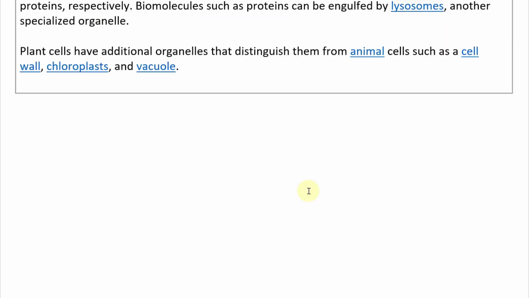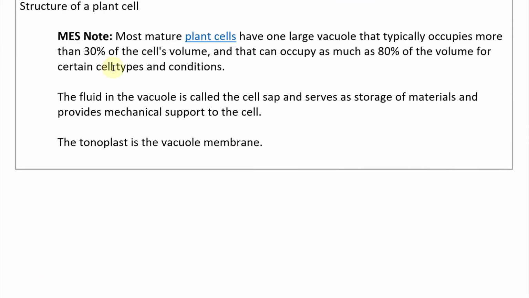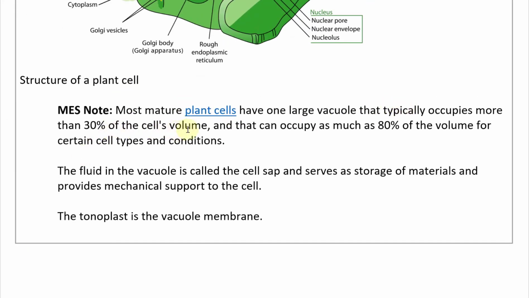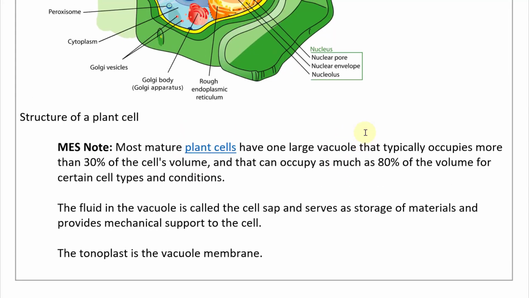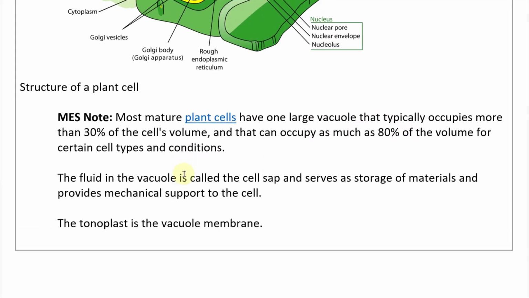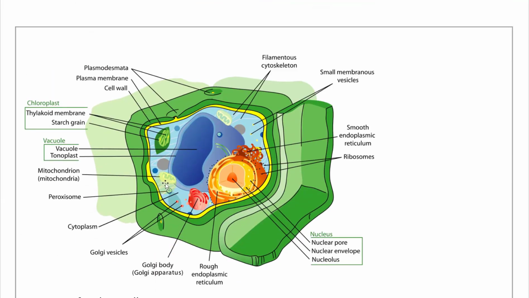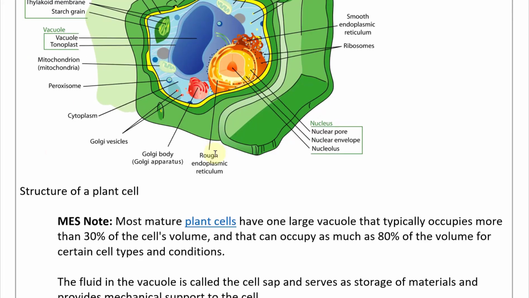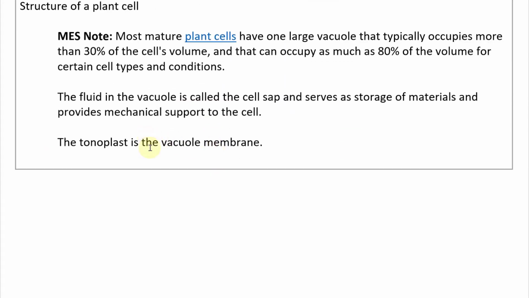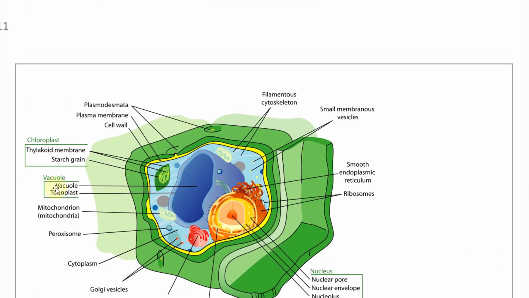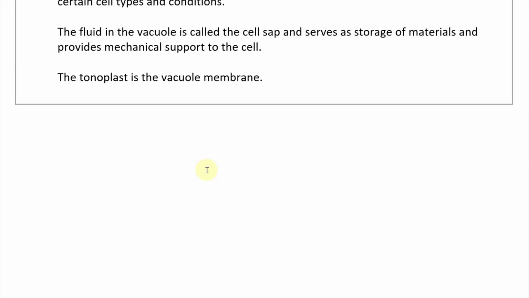Let's just keep scrolling back to it. It occupies more than 30% of the cell's volume, and can occupy as much as 80% for some cell types and conditions. The fluid in the vacuole is called the cell sap and serves as storage of materials and provides mechanical support to the cell. So it contains a bunch of stuff and also provides structural support for the cell. The tonoplast is the vacuole membrane. So this is the vacuole inside, and there's a tonoplast around it. That's the membrane around it.